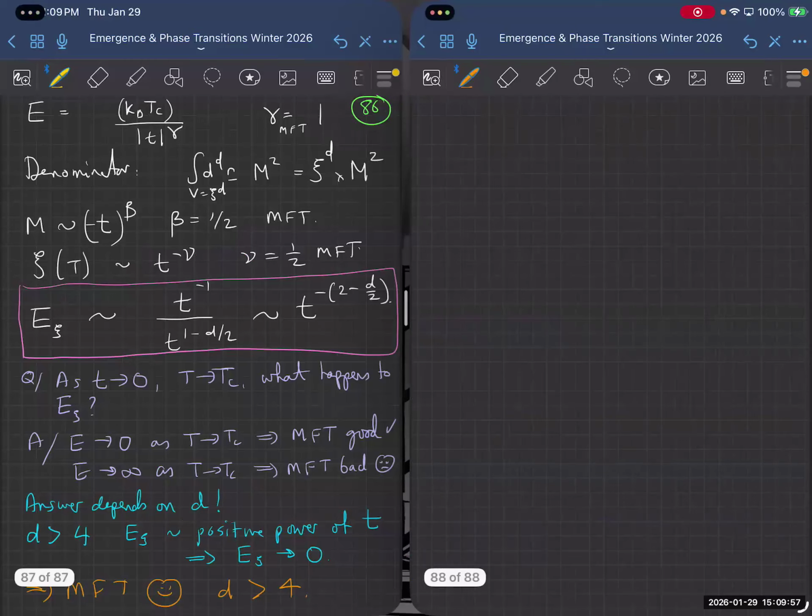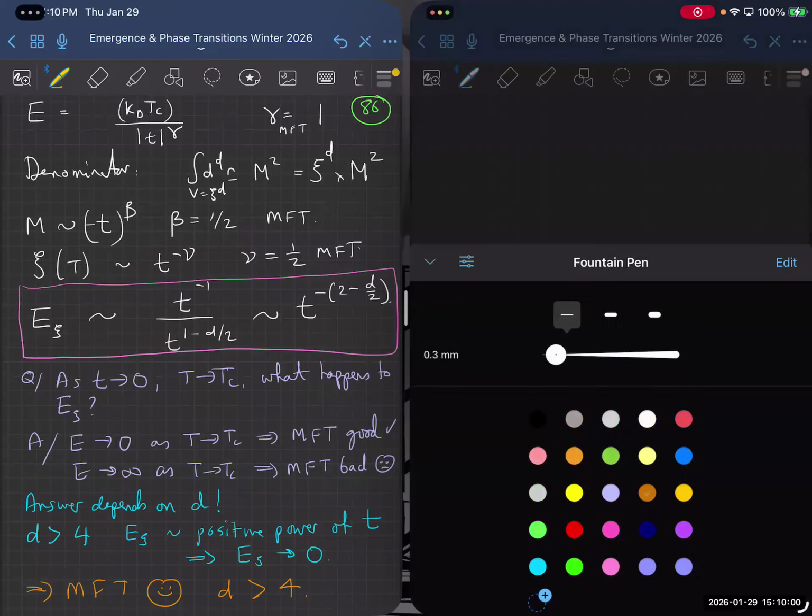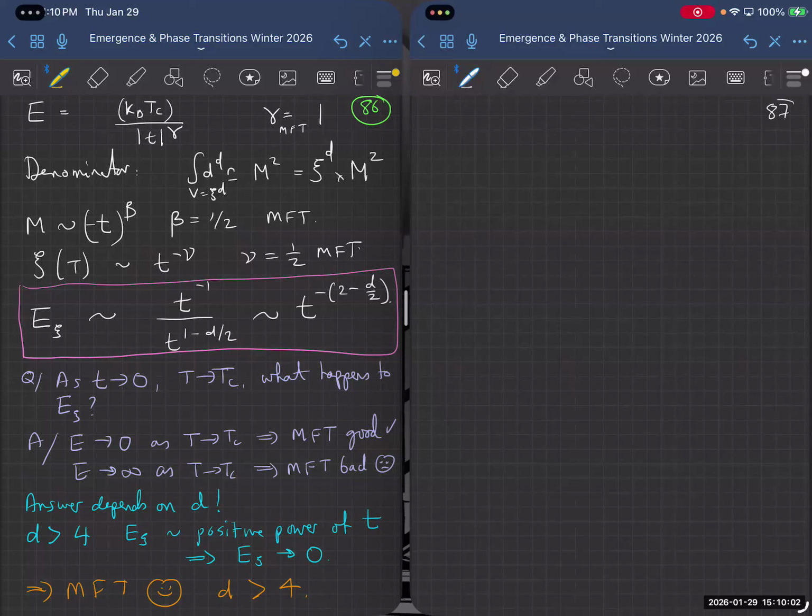Okay. On the other hand, if d is less than 4, then E of psi, so just put d is equal to, I don't know, 2. Okay, so 2 minus d over 2 is 2 minus 1. 2 minus 1 is 1. So then E goes as t to the minus 1. And so that means it goes as a negative power of t.